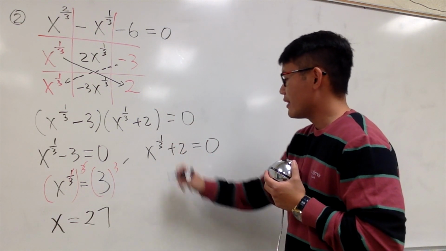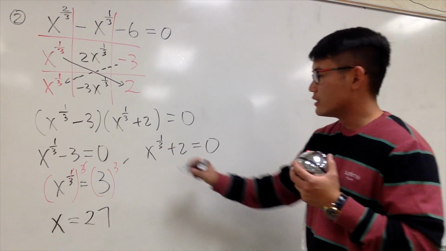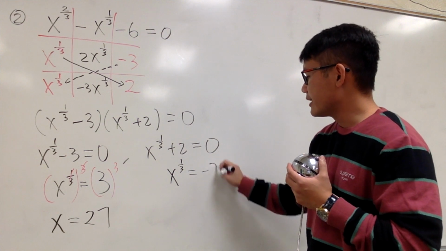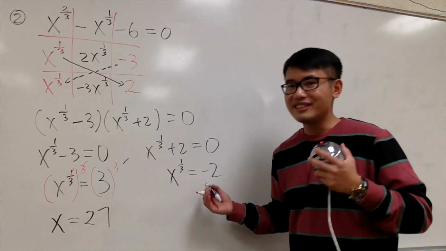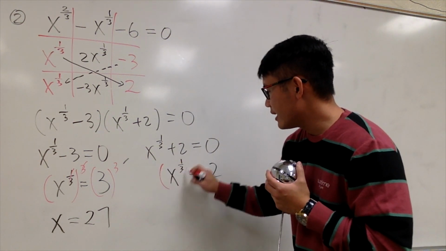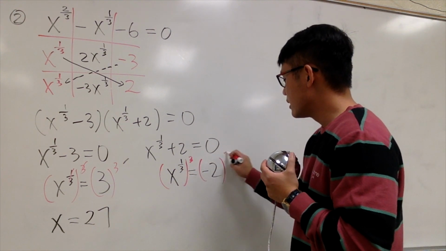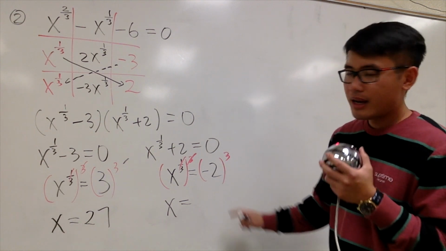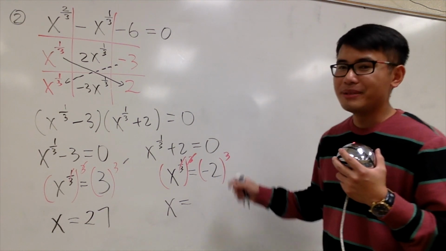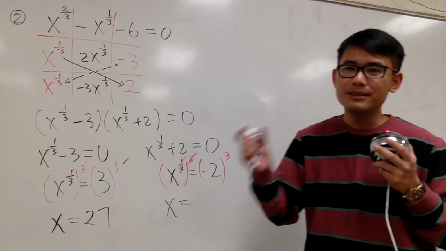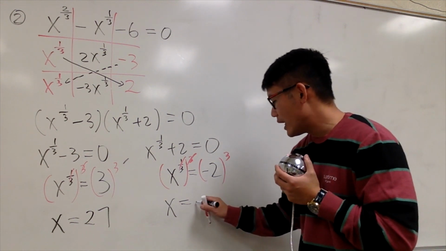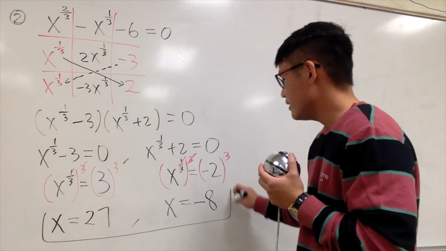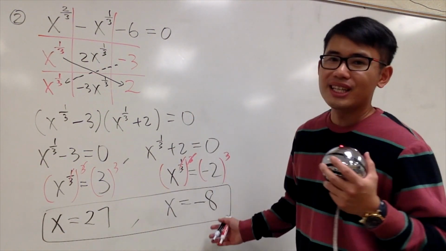And for the other one, I'm going to subtract 2 on both sides. So we're looking at this as x to the 1/3, and this is equal to negative 2. Do the same business. I'm going to take this and raise both sides to the 3rd power so that they cancel, and we get x is equal to negative 2 to the 3rd power, which means negative 2 times negative 2 times negative 2. At the end, we have negative 8. So 2 answers: 27, and the other one is negative 8.